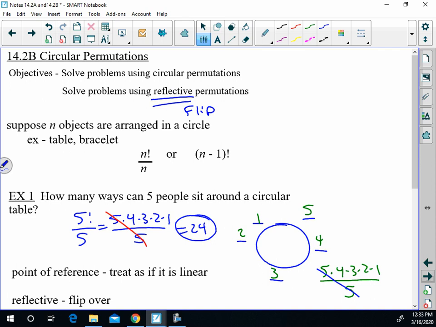You're going to see some problems in the homework that use circles. I recommend you write them out in this fashion. I think it really helps out.